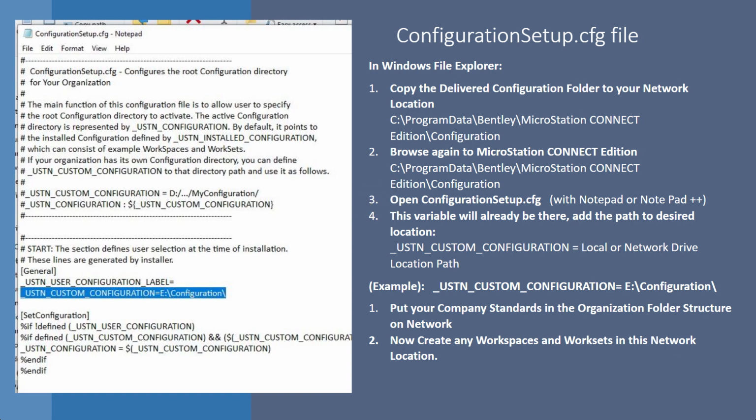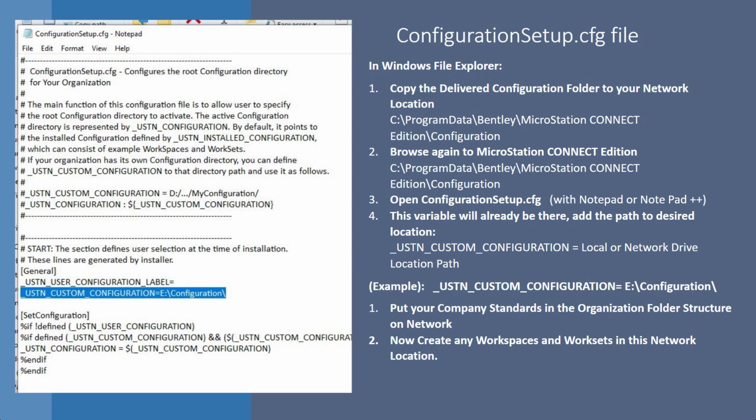After you've chosen your installation and you've picked either a custom configuration, or you want to do it after the fact, you've picked a folder. So in MicroStation, in the configuration folder, we have a configuration setup.cfg file. In the middle of that configuration file, you'll see that USTN custom configuration already exists there and is set, and it has up to the equal sign, just waiting for you to put in your pathway.